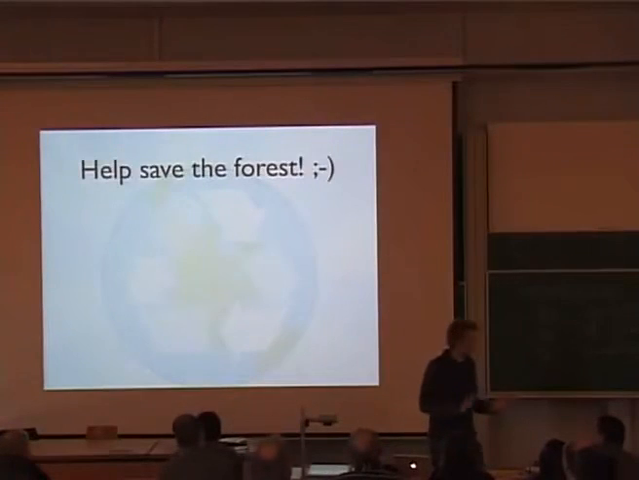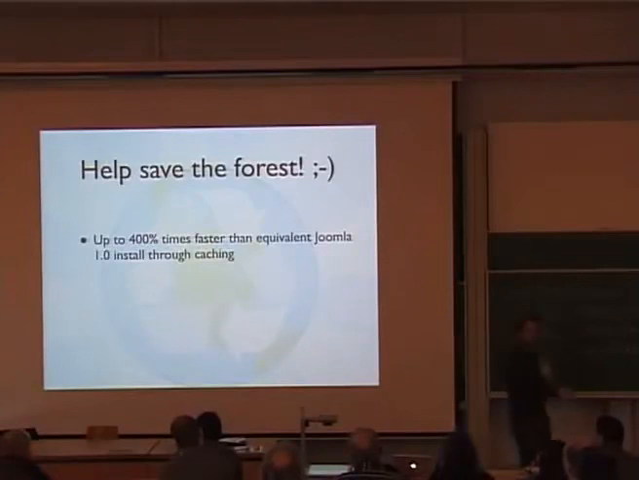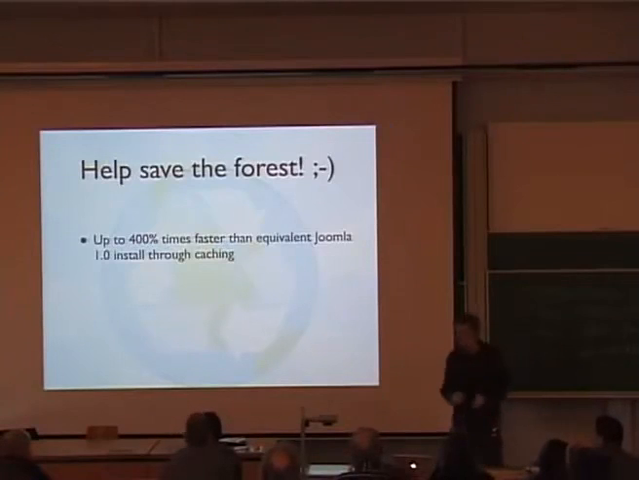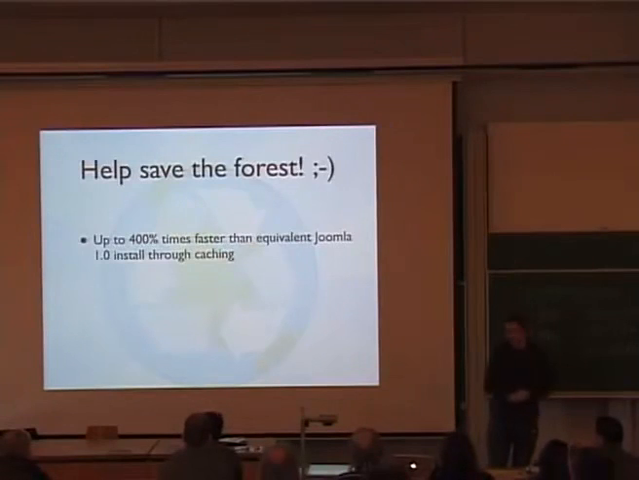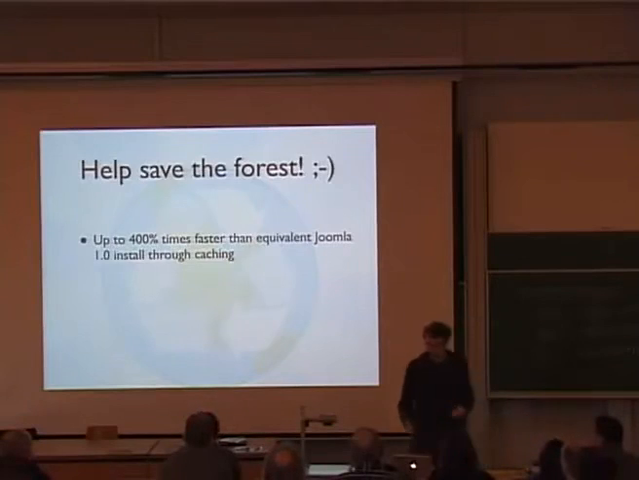And this is a joke. I warn you up front. So I once set out to compare Drupal with Joomla, and that was Joomla 1.0, not the Joomla 1.5, which is supposed to be a lot faster. And with page caching enabled, Drupal turns out to be 400% faster, so 4 times as fast as Joomla.